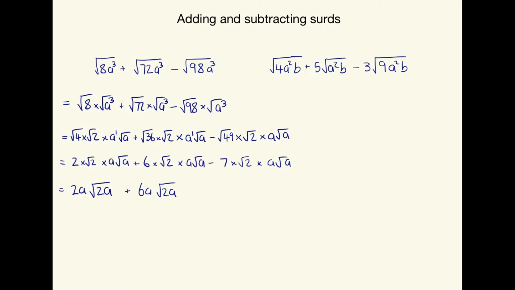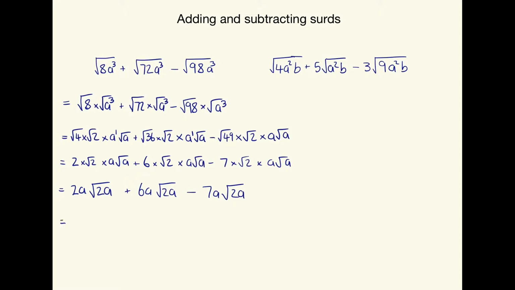Last one, subtract. The answer is going to be 7a root 2a. Okay, now our factors, our roots are exactly the same. They are root 2a everywhere.